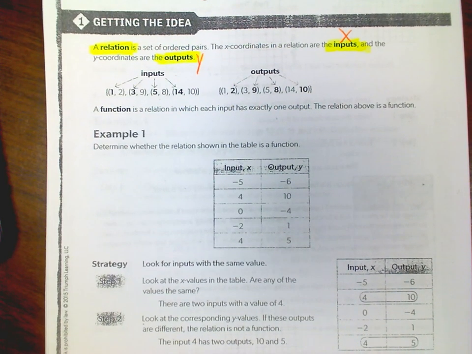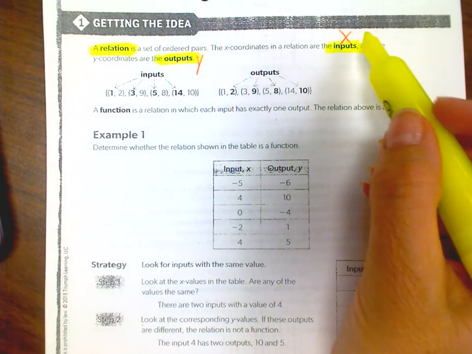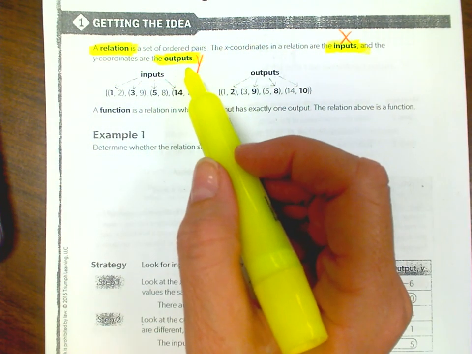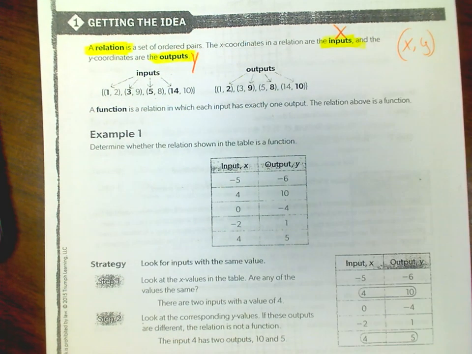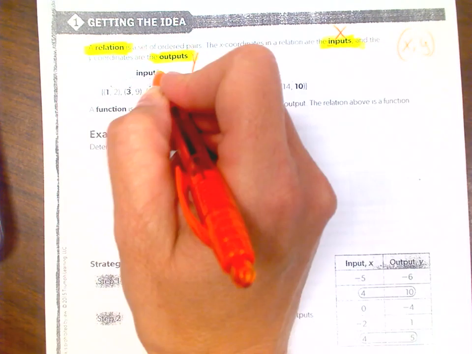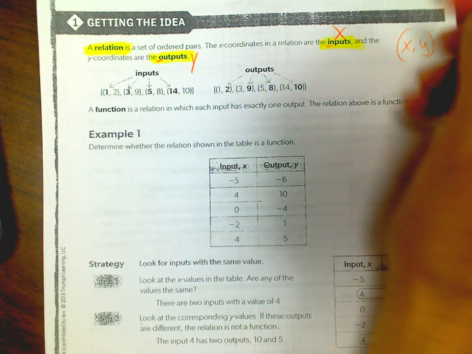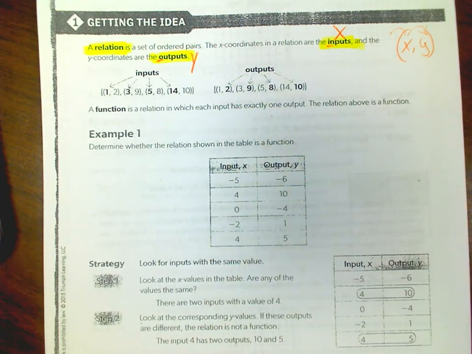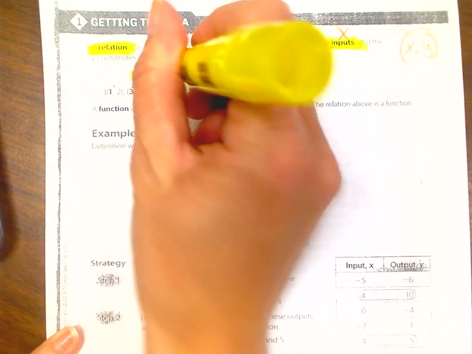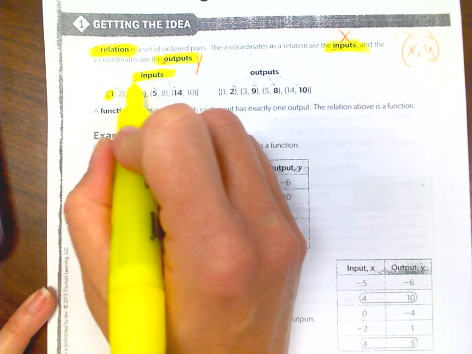Okay, sometimes it's hard to remember which one is your input and which one is your output. But remember, X comes before Y in the alphabet, so your X is always first. Same thing with your I comes before O. Okay, so your input comes before your output. You put in, and then you get your Y. All right, so inputs are going to be all of your X's.